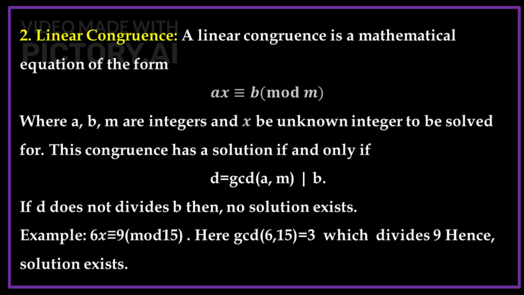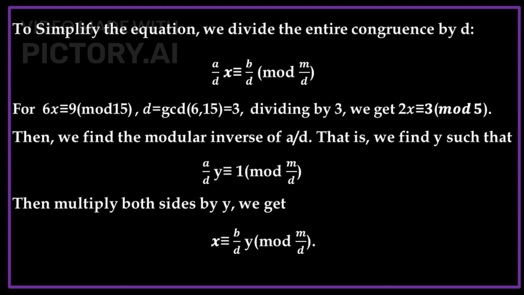Let us consider an example of 6x congruent to 9 modulo 15. Here, the GCD of 6 and 15 is 3, which divides 9. Hence a solution exists. To simplify the equation, we divide the entire congruence by the greatest common divisor d. Next, we find the modular inverse of a/d. That is, we find y such that a/d multiplied by y gives 1 modulo m/d. Then, we multiply the congruence by y and hence we get x. This technique is essential for solving complex congruences efficiently.